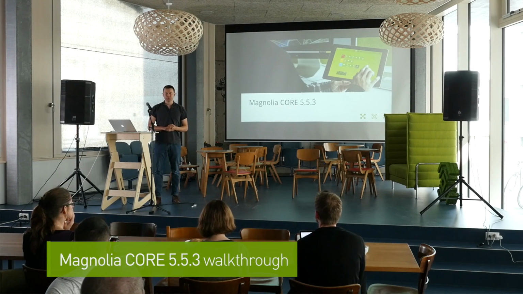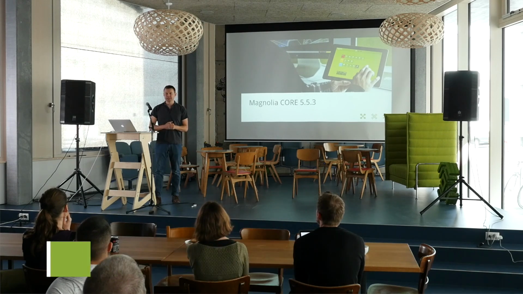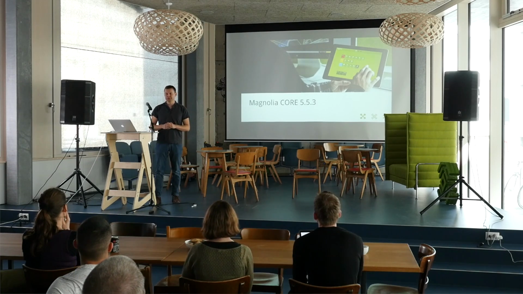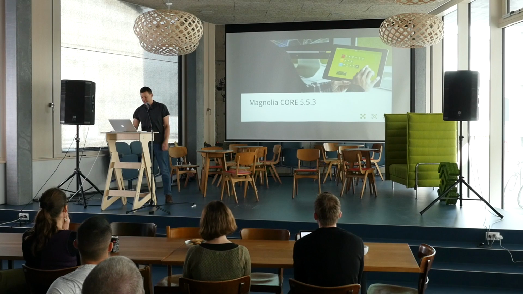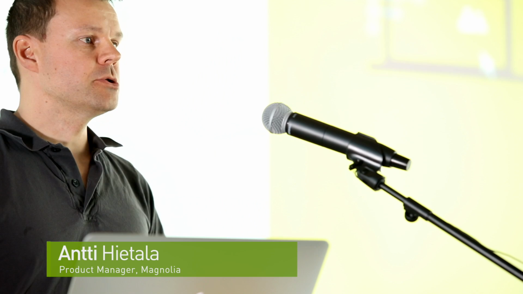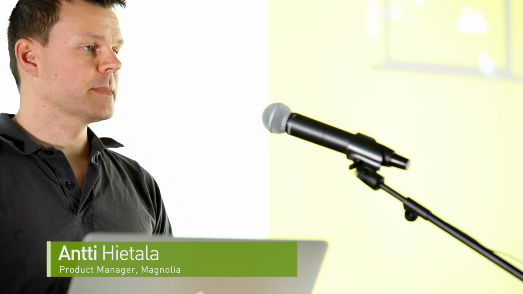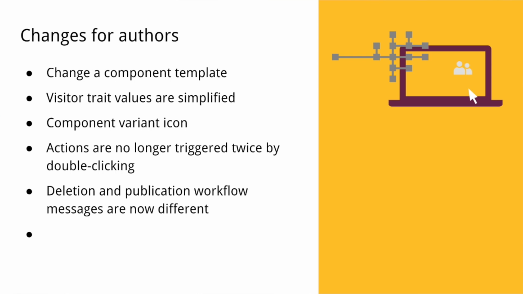This is an exciting maintenance release that fixes 61 issues and delivers nice personalization improvements for editors and a few goodies for developers. So let's look at the agenda today. For authors, we've got the ability to change the component template on the fly, not only on normal components, but also on component variants. We've simplified the visitor trait values so that they are easy to use and easy to understand. We've added the component variant icon to wherever a personalized scenario is running so that it's easy to see from the tree view where variants exist.